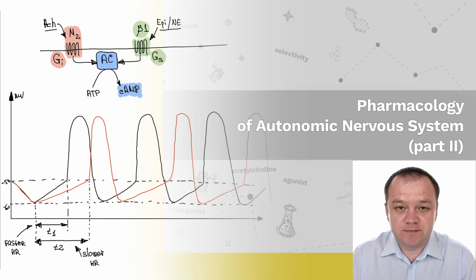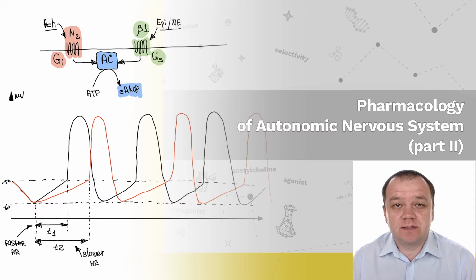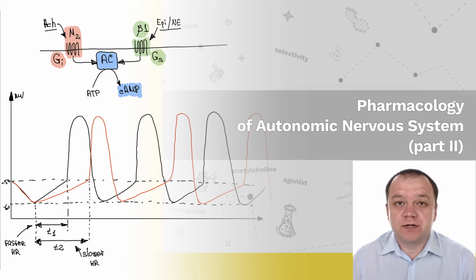I'm glad to see you at the second part of my lecture related to the pharmacology of the autonomic nervous system. Today we continue our discussion about ANS pharmacology, and we'll talk about organs, about localization of different receptors and effects that we may have after stimulation or inhibition of these receptors.